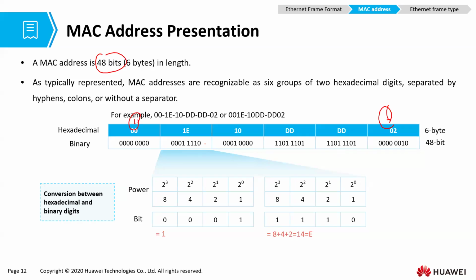Each group is written with hexadecimal values, so 0 and 0, those are two hexadecimal values. This is another hexadecimal value, and this is E, another hexadecimal value. They are separated by a colon, or a separator like this. It all depends on the type of notation you are using. So basically, a MAC address here is 48 bits, 6 bytes, and we use hexadecimal values.